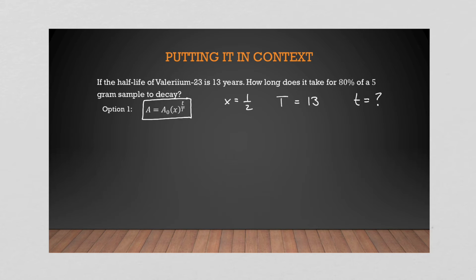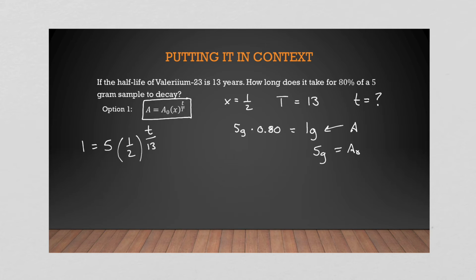What does it mean though? If we have a 5-gram sample, in order for 80% of it to decay, we multiply by 0.80 and we get 1 gram. So that is going to be our final amount. And our initial amount is the full 5 grams. So now that gives us the equation. I'm going to have 1 gram of a possible 5 grams. When it has a decay speed of 13 years half-life, how long is it going to take for me to get down to 1 gram?